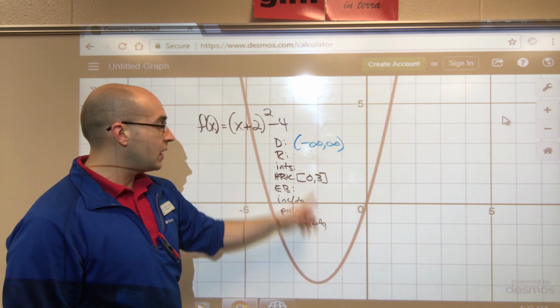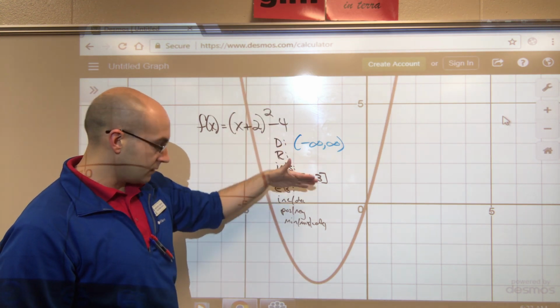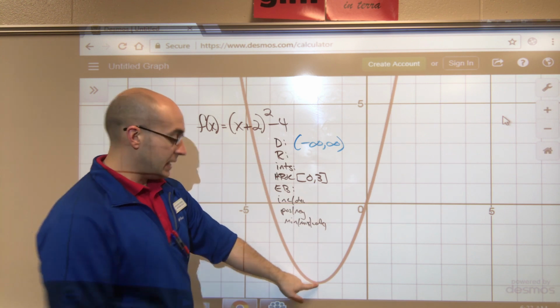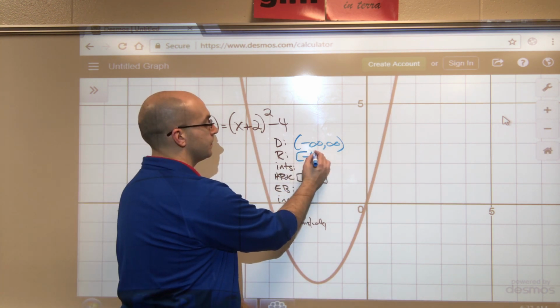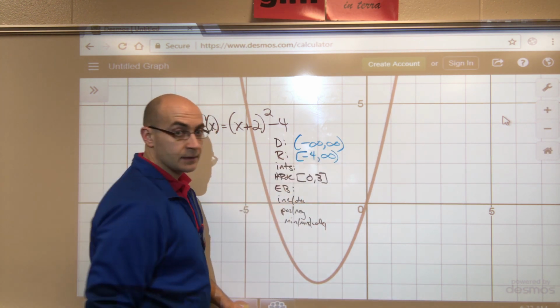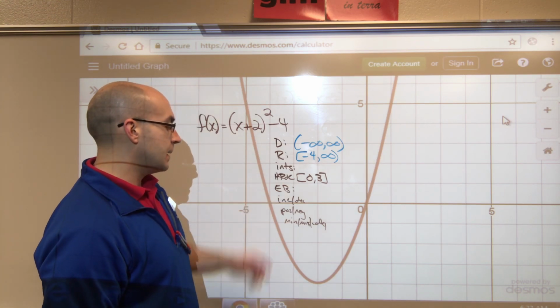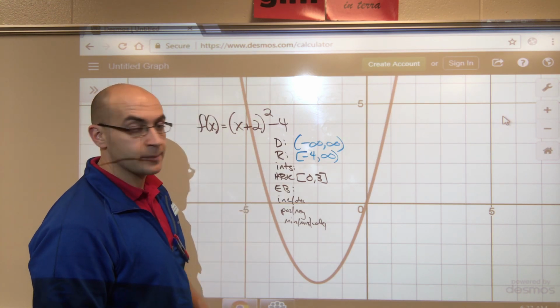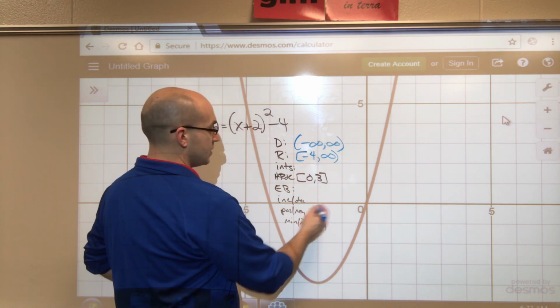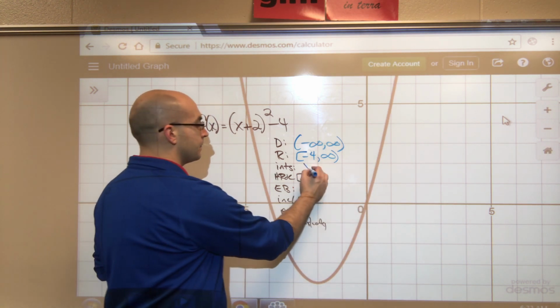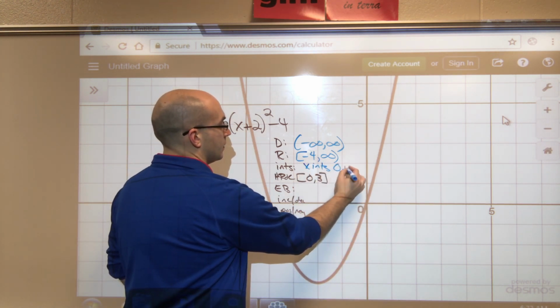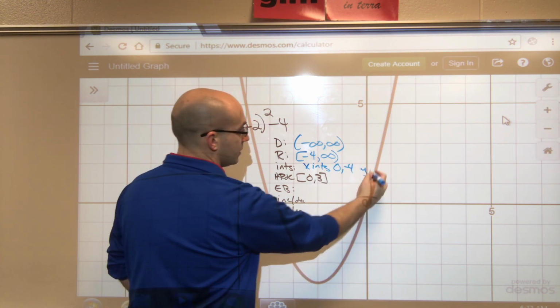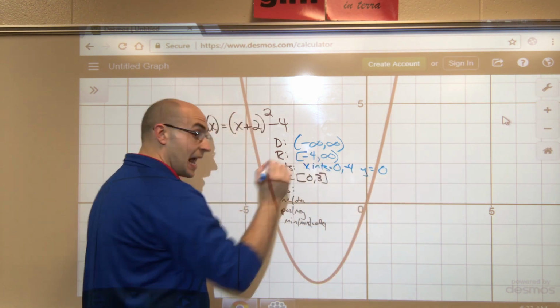So, the range, remember, is lowest value to highest value. Well, the lowest value you already know because my minimum is at (-2, -4). So it actually touches -4, and it goes to positive infinity. That's the range of this function. The intercepts, I can see them, so it's pretty simple. My x-intercepts are 0 and -4. My y-intercept is, again, 0. Okay, so it is as easy as that.